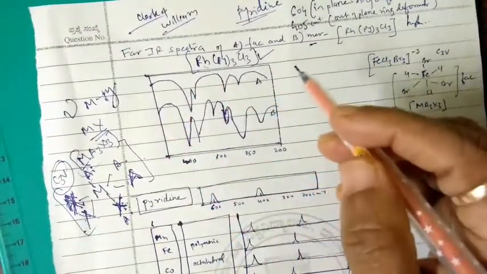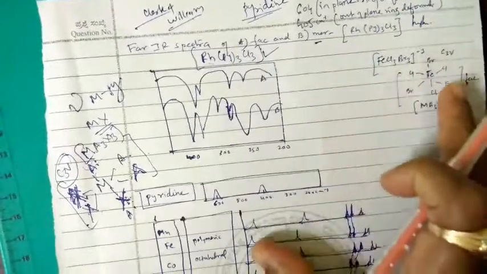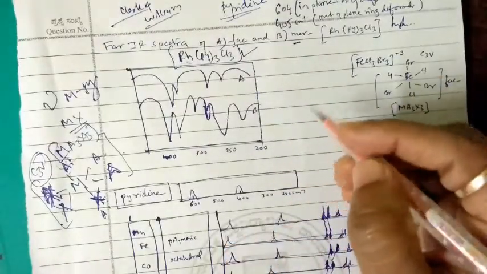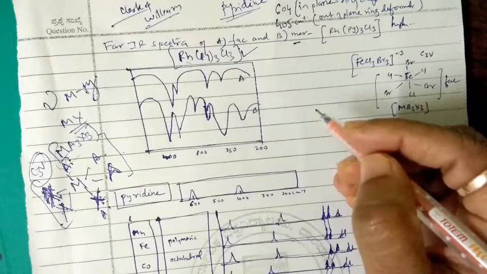And you can see here these fac and mer isomers exhibit two rhodium C3v.